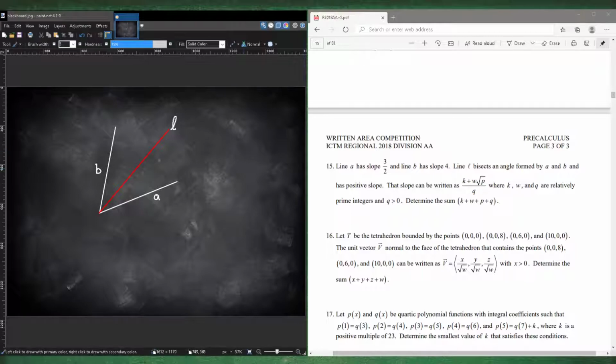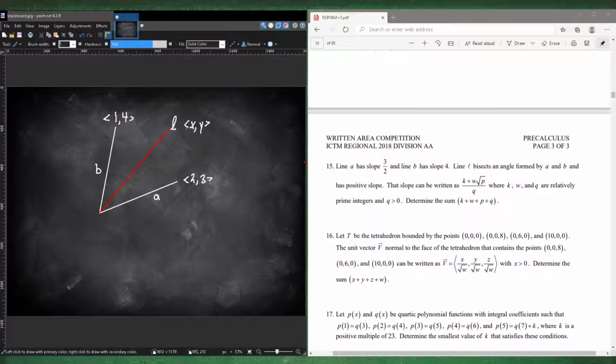So let's think about this. I'm going to put it in vector form, because usually when you have angles with lines, you like to use vectors. So the vector is going to be the change in x and change in y. So the change in x for 3/2 is 2, and the change in y is 3, because rise over run, right? And then for B, which is 4, the change in x is 1, and the change in y is 4. So slope of 4 over 1 and 3 over 2, right? So if we want to get the slope of line L, let's just call it our x and our y, so y over x will give us our slope.